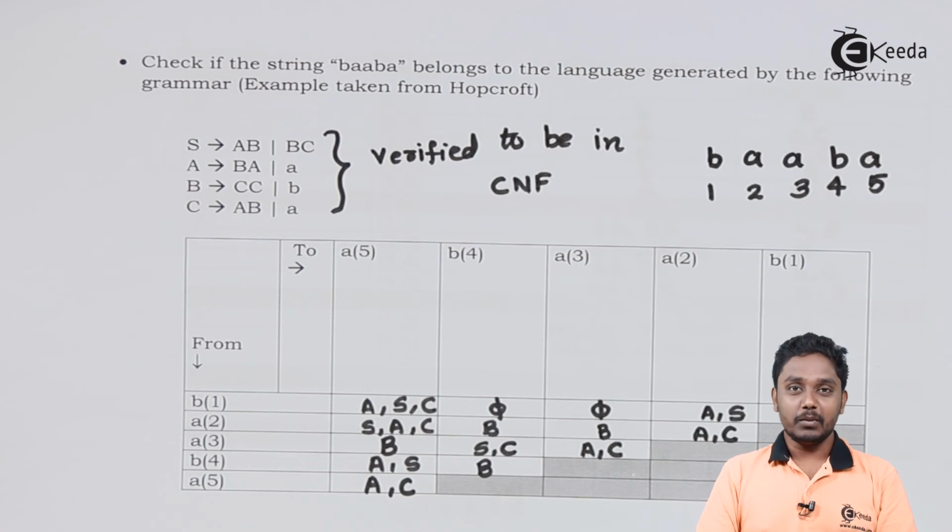After completing the table, we see that S comes at the position 1 to 5. That means S can generate the string 1 to 5, which is the entire string, and hence we can say that the string is generated by the language.